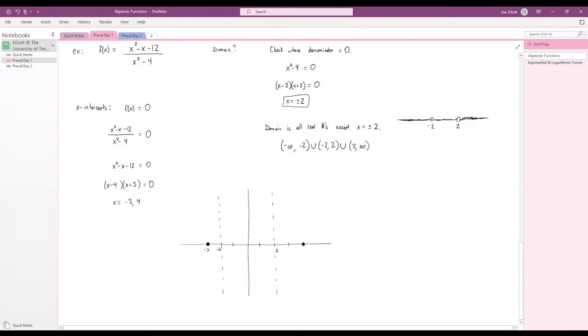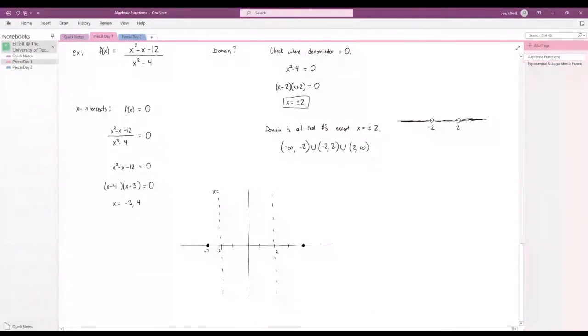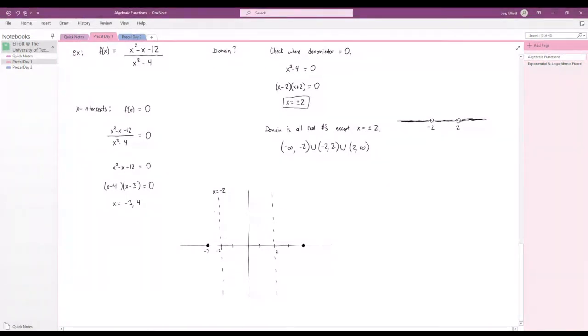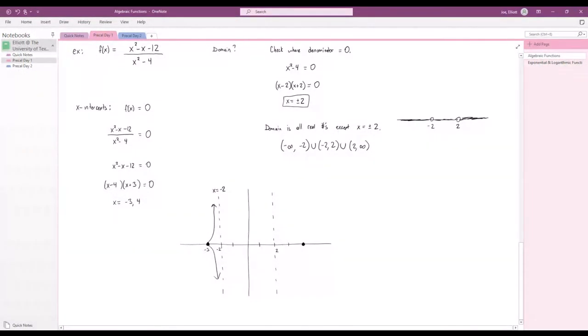Now, let me focus on the vertical asymptote right now, where x is equal to -2. How can we determine if the graph is shooting upwards, or shooting downwards at this point? So how would you guys try to determine what the graph looks like at this vertical asymptote?